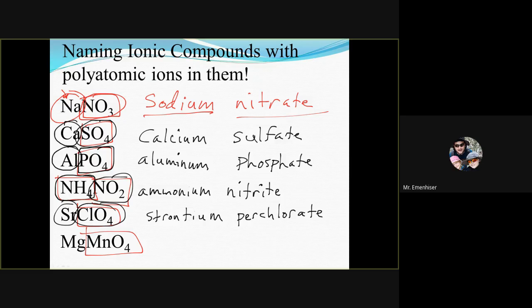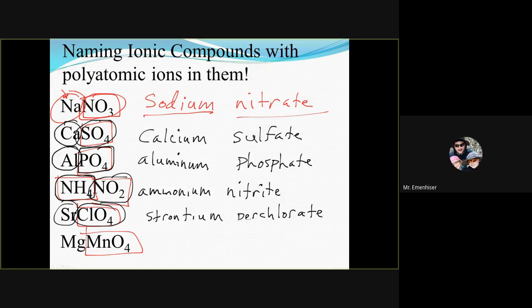And I actually just realized that this is not correct. The formula for this should be Sr2ClO4. Wait, actually, no. What is it? Sr(ClO4)2. That should be the correct formula because strontium is a +2, ClO4 is a -1. So I'm going to need 2 of those. That's a -1, -1, that's -2. I need +2, so it's got an equal and opposite charge. So strontium perchlorate.